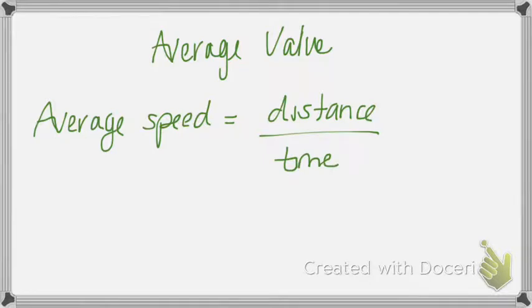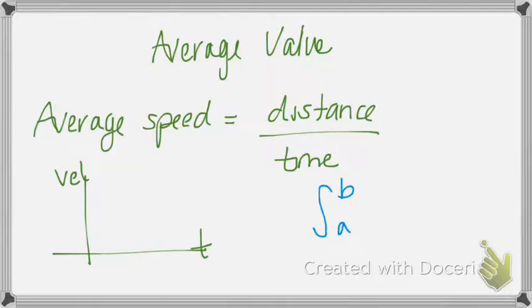Well, you're not going to be given distance. You're going to be given f prime of x. Or maybe you'll be given velocity. And I want to figure out his average speed or his average velocity. Well, in order to do that, I would need to find the distance, and then I would divide by the time. Well, the distance is represented by the integral. So it would be the integral from a to b or wherever of whatever it is that I'm given, which I'm going to say velocity here.